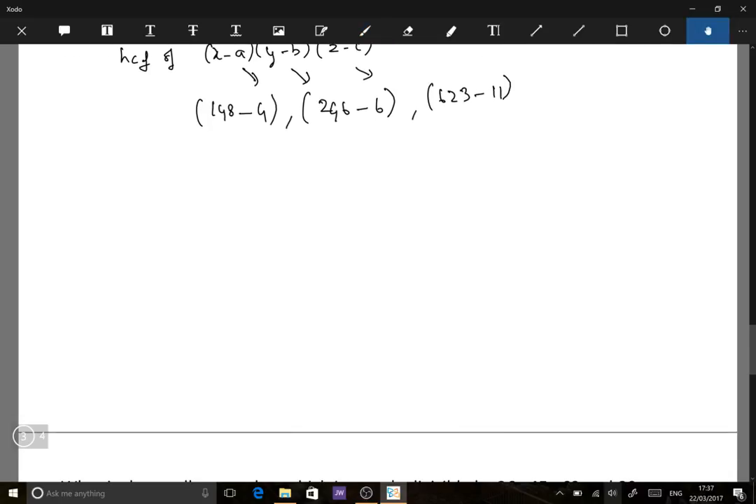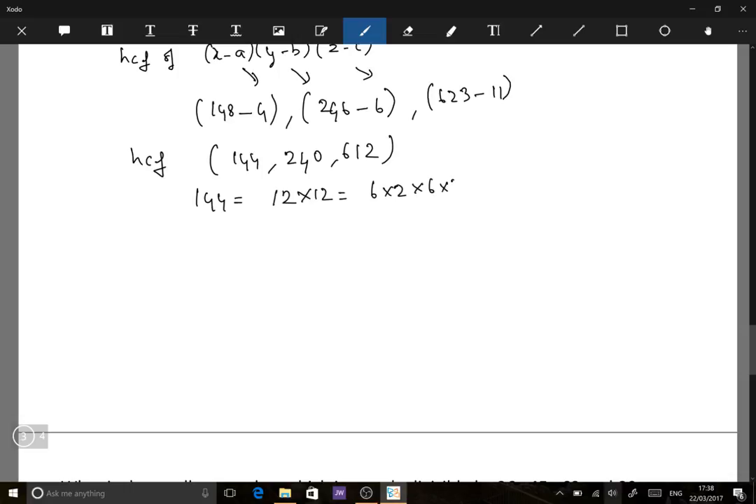So what are the three numbers? It is nothing but 144, comma 240, comma 612. Now I am going to find the HCF of all these numbers. So 144 is nothing but 12 squared, so 12 into 12 is 6 into 2 into 6 into 2. I can write 6 as 3 into 2, so 3 into 2 into 2 into 3 into 2 into 2.